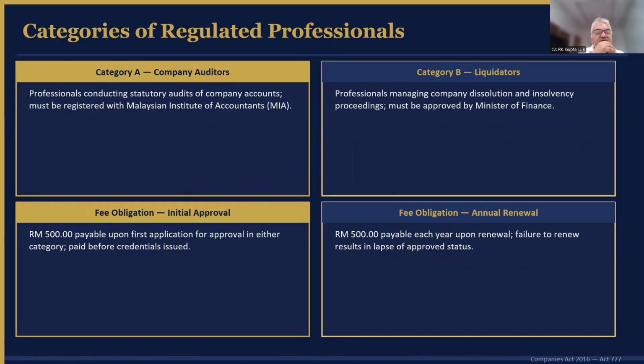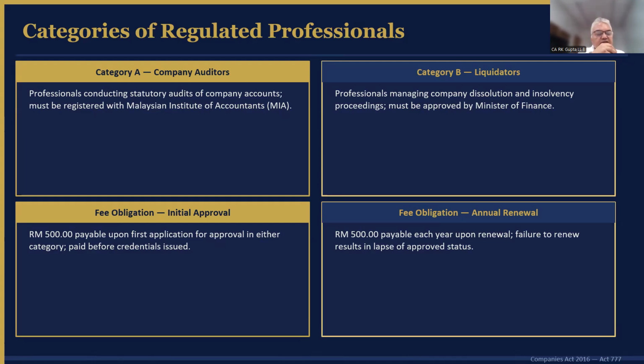Categories of regulated professionals. Category A includes company auditors, who are professionals conducting statutory audits of company accounts, and they must be registered with the Malaysian Institute of Accountants. Category B includes liquidators, who are professionals managing company dissolution and insolvency proceedings, and must be approved by the Minister of Finance.